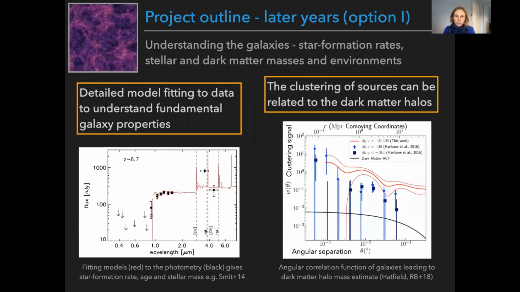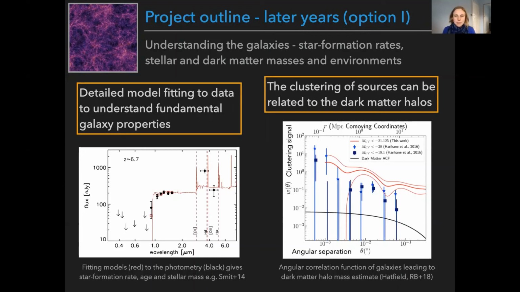So with this strong basis in understanding the data and understanding the selection of galaxies, the latter parts of the PhD are a little bit more flexible depending on interest. So one option is to look more at the statistics of galaxies, the properties of galaxies, in particular the stellar and dark matter masses and environments. And on the left, this shows you how we can do detailed model fitting to data to understand the galaxy properties like star formation rate, stellar mass, and so on.